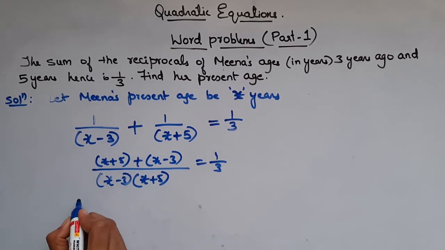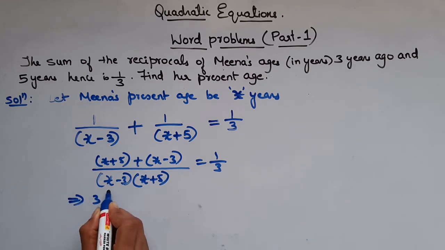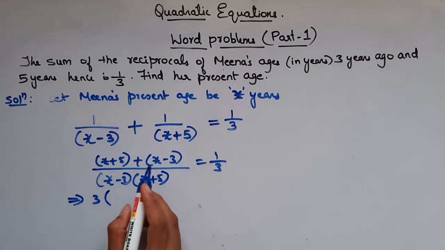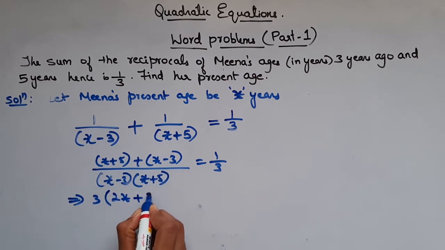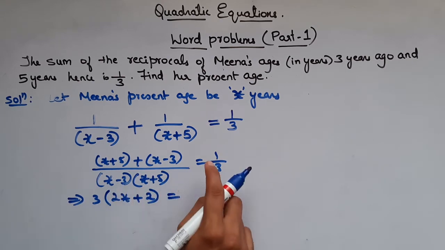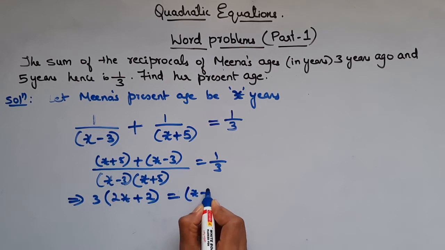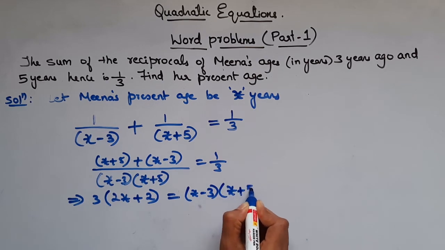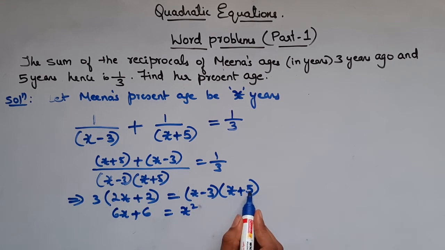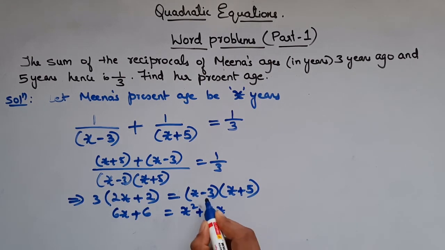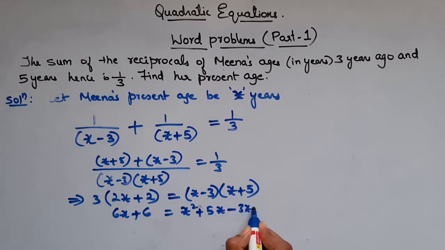So when we cross multiply, which implies 3 into x plus x is 2x, plus 5 and minus 3 is plus 2, which is equal to 1 into x minus 3 and x plus 5. So here 3 2s are 6x plus 3 2s are 6, which is equal to, now multiply this, x into x is x square, x into 5 is plus 5x, minus 3 into x is minus 3x, minus into plus is minus, 3 5s are 15.